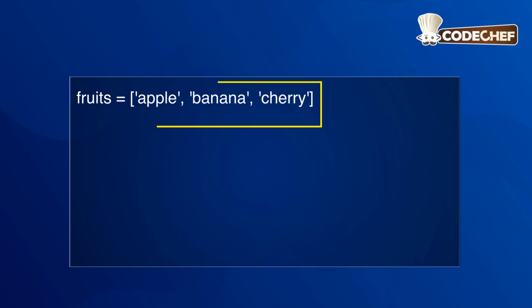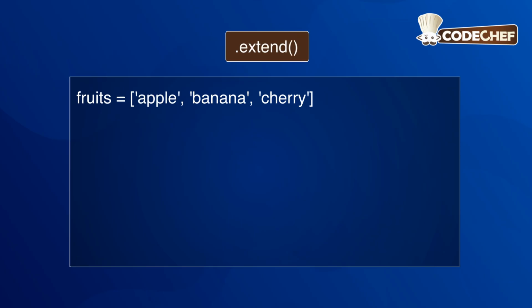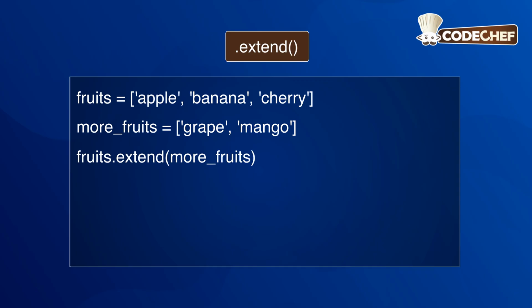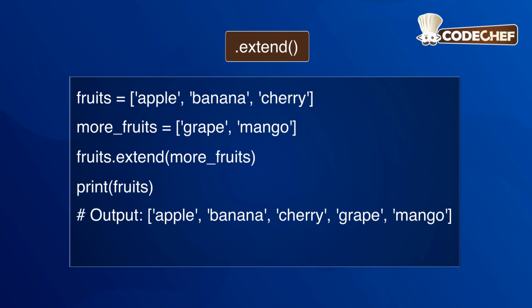We'll start with a list of fruits. The .extend method adds all the items of an iterable like another list to the end of the current list. It modifies the original list in place. Let's see an example of how it works. In this code, we have our fruits list. We then create a second list called more_fruits. When we use fruits.extend(more_fruits), we are telling Python to take every single item from the more_fruits list and add it to the very end of our fruits list. The original fruits list is modified directly to include the new items.